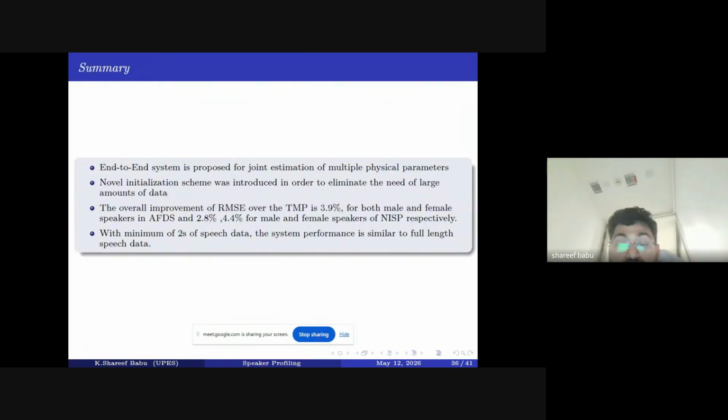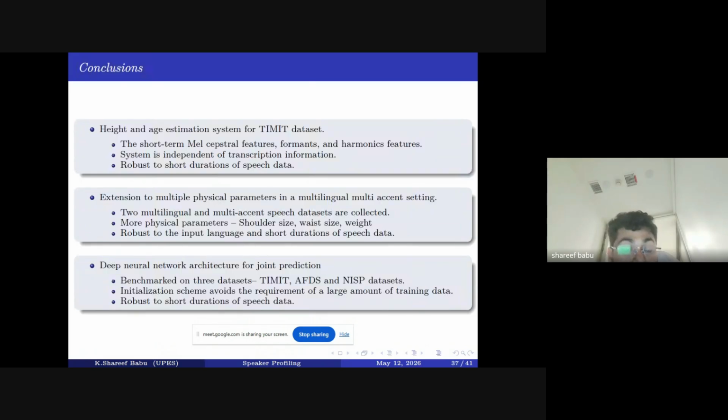So in short, we have proposed a new architecture for estimating multiple physical parameters by introducing a novel initializing scheme. We observed that with just 2 seconds of speech data, we could achieve performance similar to the full length of the speech data. These are the takeaways from this particular research work.